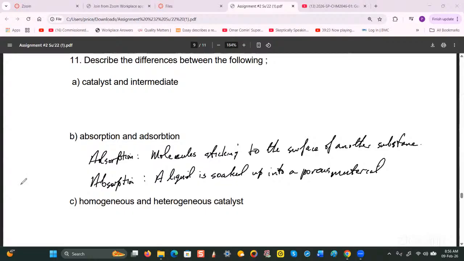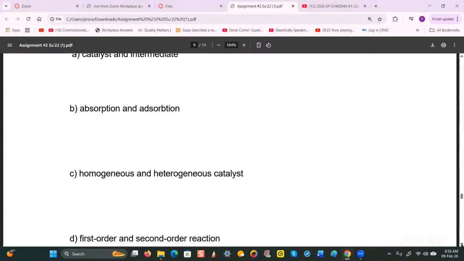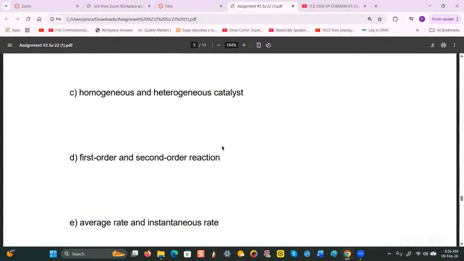Okay, so that's B. In the case of C, what's the difference between homogeneous and heterogeneous catalysts? Can anybody tell me? What's the difference between a homogeneous and heterogeneous catalyst?